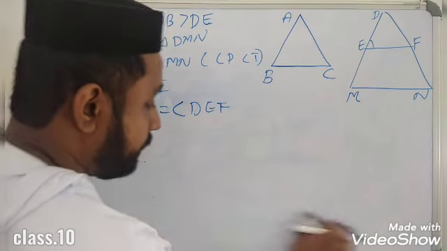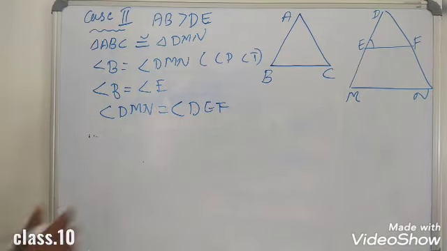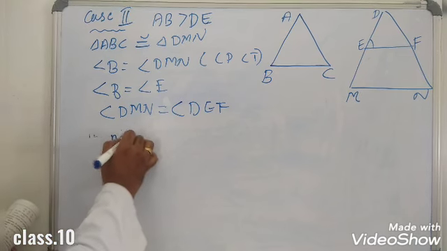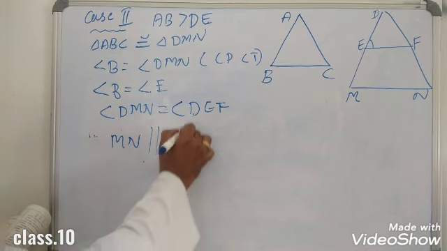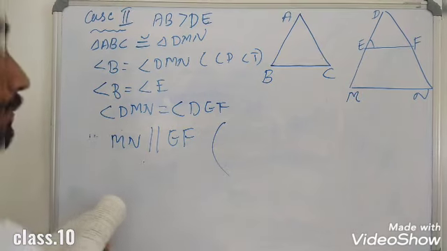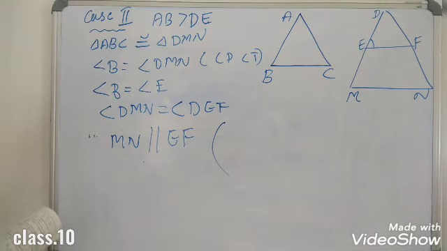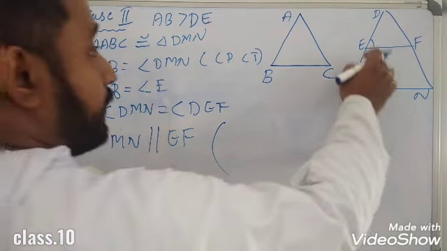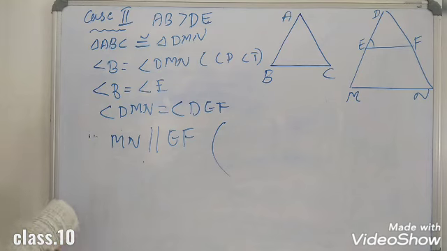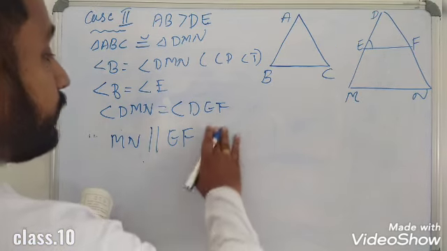We can say that EF is parallel to MN, or MN parallel to EF, because the two corresponding angles are equal. If a line is drawn such that corresponding angles are equal, the lines are parallel. Therefore, MN is parallel to EF.